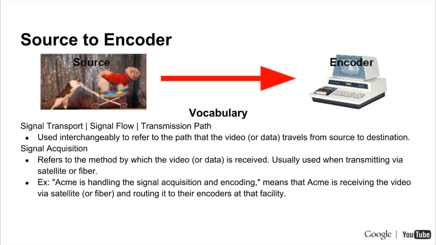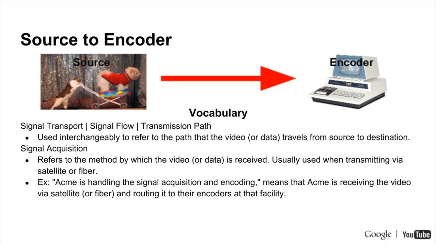Let's take a look at some vocabulary when we talk about delivering the feed from your source AV equipment to your encoder. First, we have the term signal transport or signal flow or transmission path. These are some phrases used interchangeably to refer to the path that the video travels from source to destination. So you'll often hear a video producer ask what the signal flow is for an event. In that case, he's wondering, are we using a satellite truck? Are we having the encoder encode the feed directly on site with the camera equipment? What path is that video feed taking?